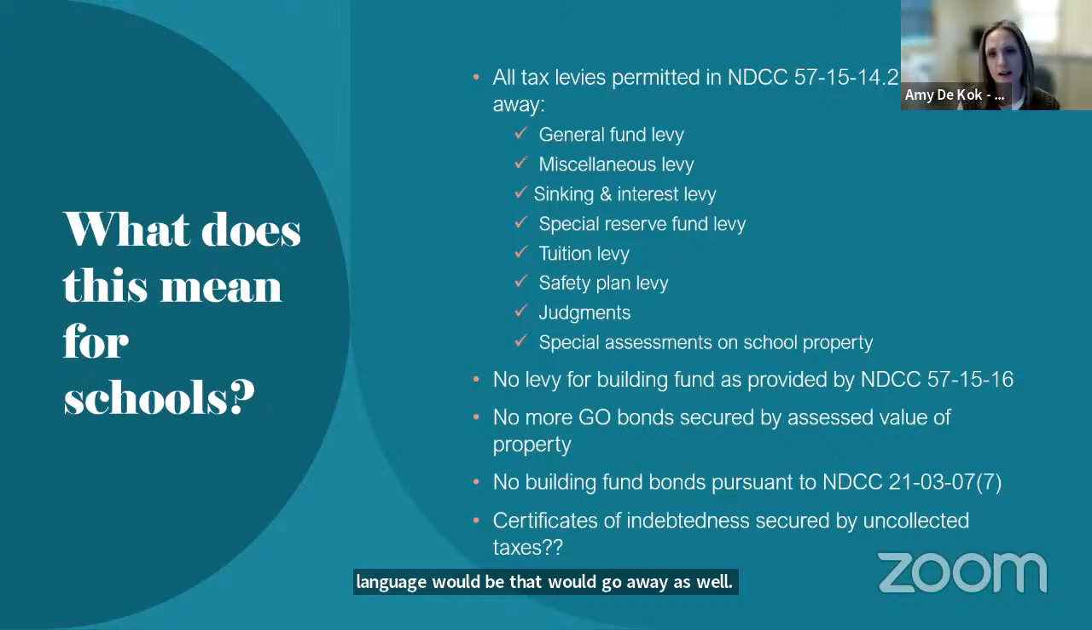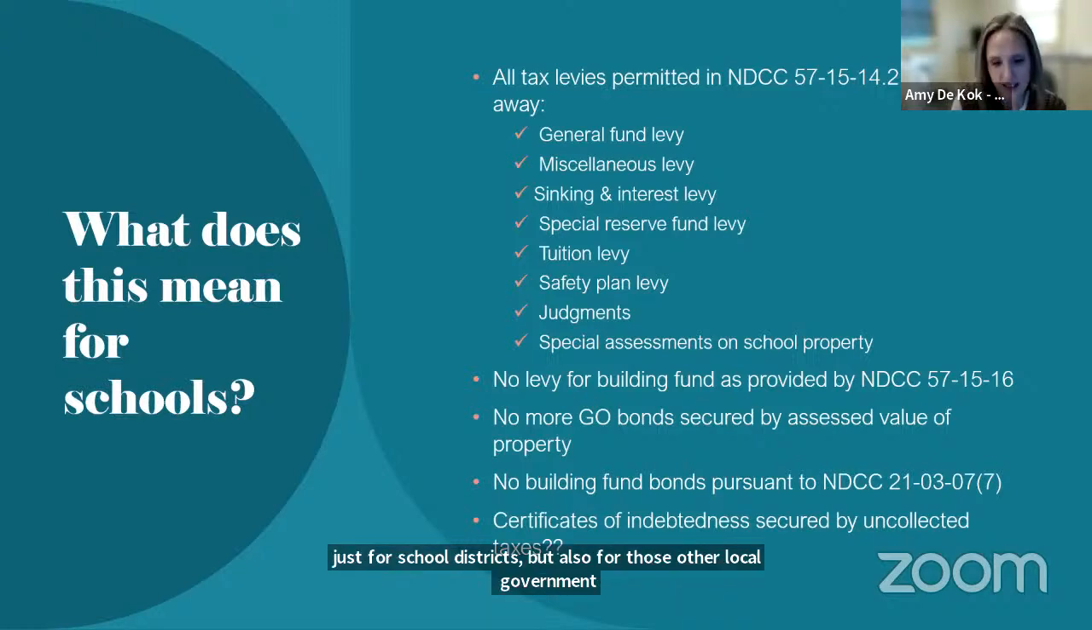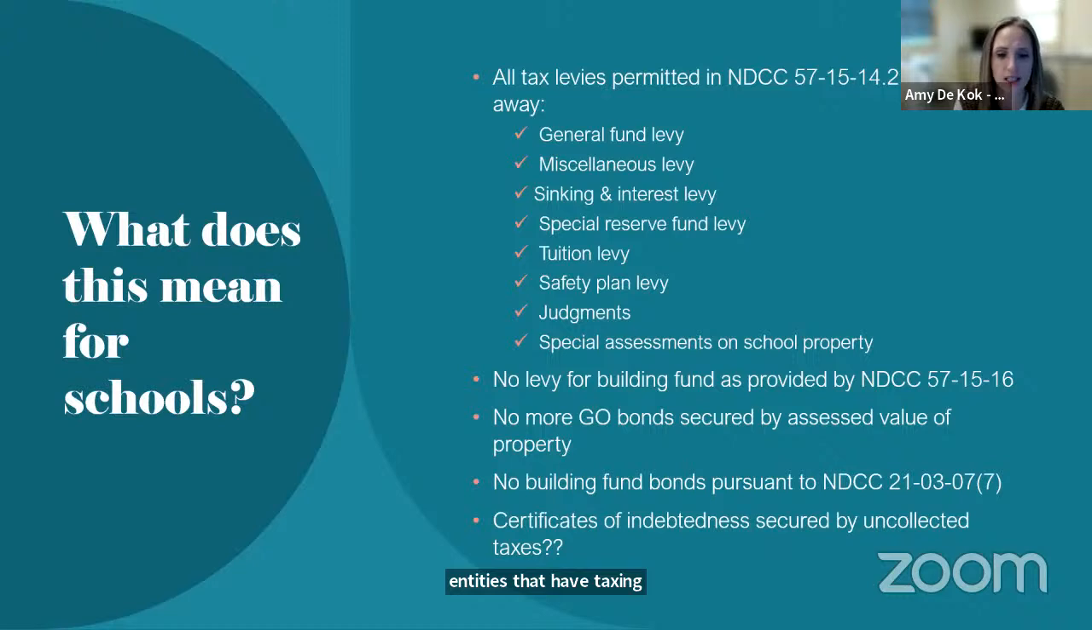So as you can see, this would gut a large portion of chapter 57-15, because that is where taxing authority is addressed in the Century Code, not just for school districts, but also for those other local government entities that have taxing authority, like cities, counties, park districts, and townships. So essentially, one impact of Measure 4 would be to gut 57-15.